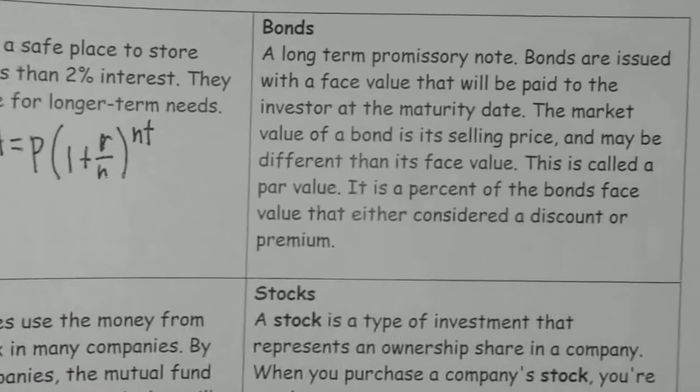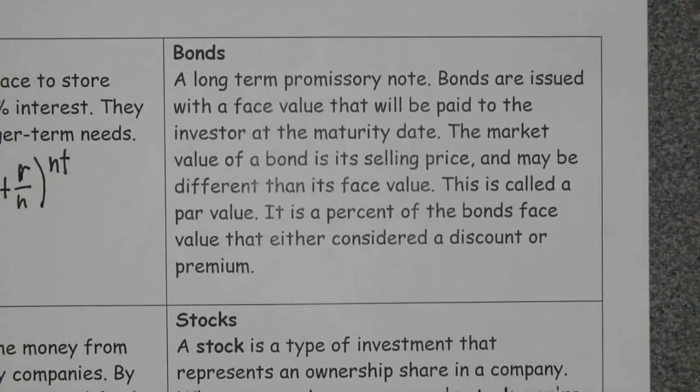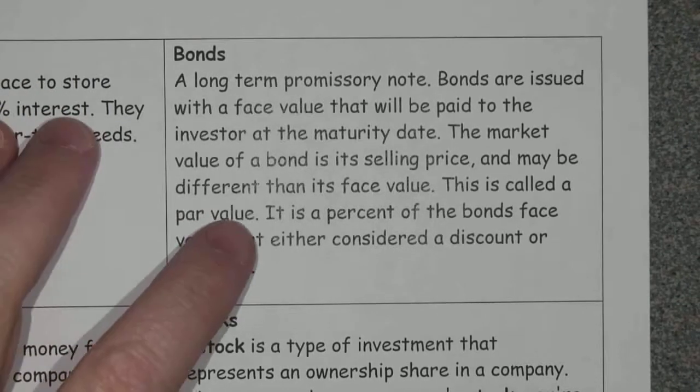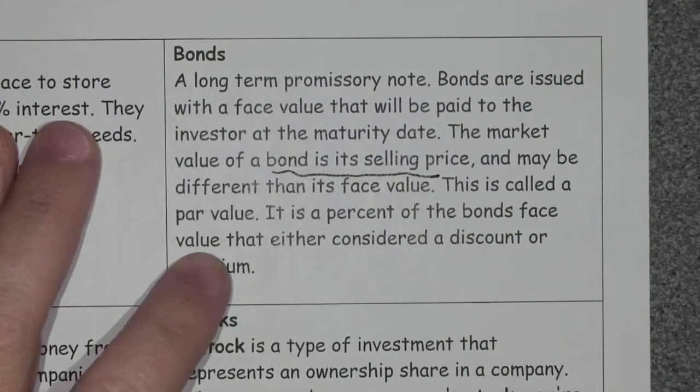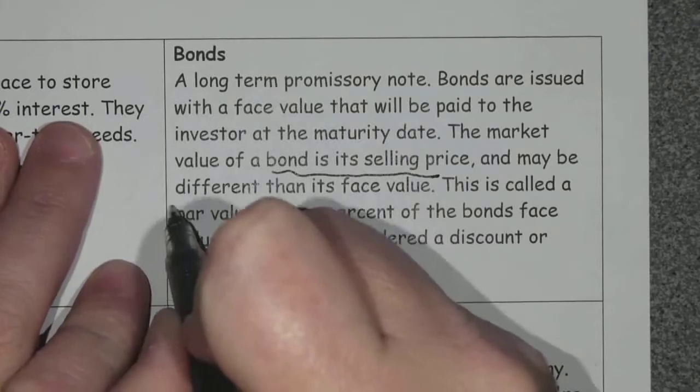Okay, the second thing we're going to talk about today is a bond. A bond is a long-term promissory note. Bonds are issued with a face value that will be paid to the investor at the maturity date. The market value of a bond is its selling price, and it may be different than its face value. This is called a par value.